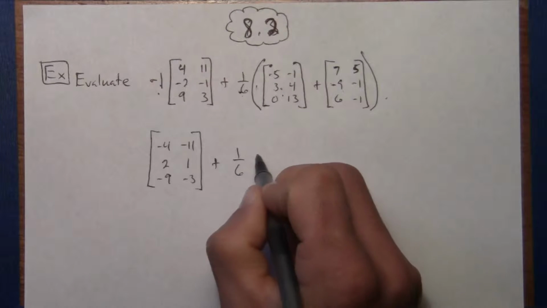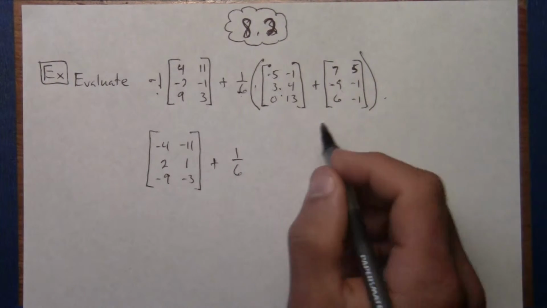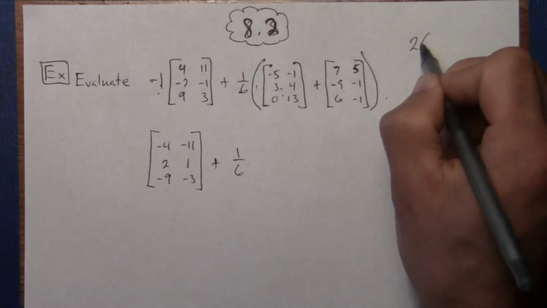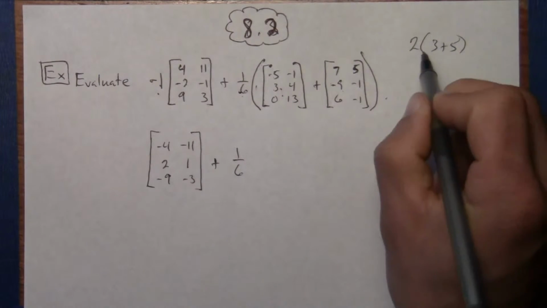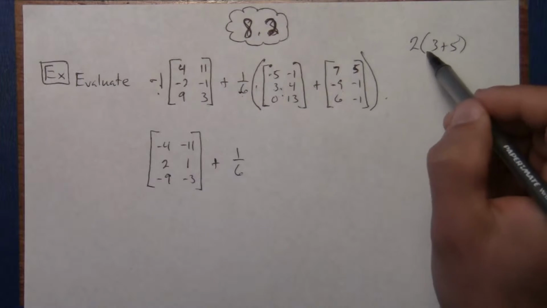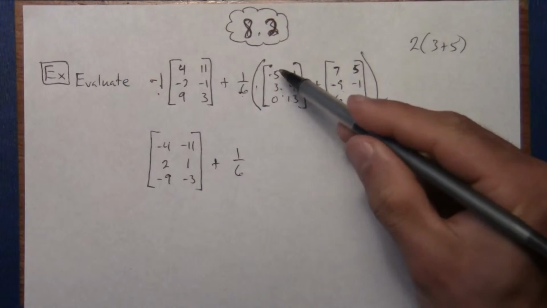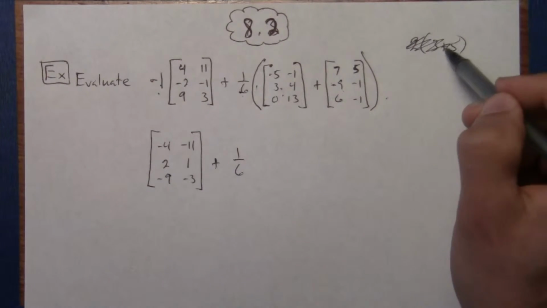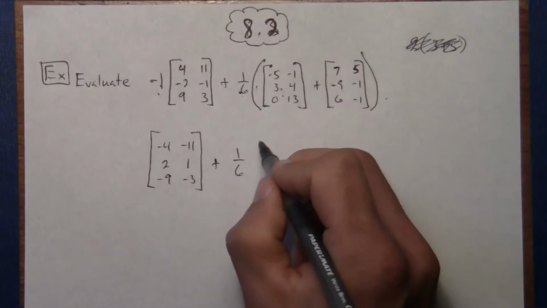Plus, I've got 1/6 times, and now I'm going to add those together. Think if you had something like this. You could distribute the 2 to both of them, or you could add those together to get 8 and then multiply by 2. That's kind of what I want to do. I could distribute the 6 to all that stuff, but I'm going to be dealing with a lot of fractions, so I'll worry about that later.